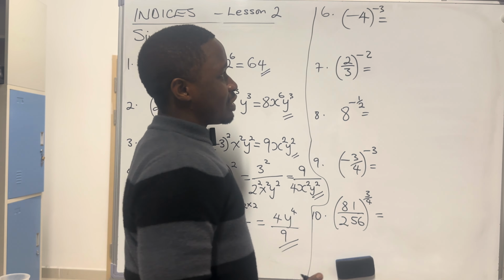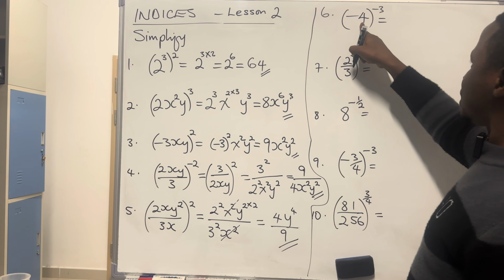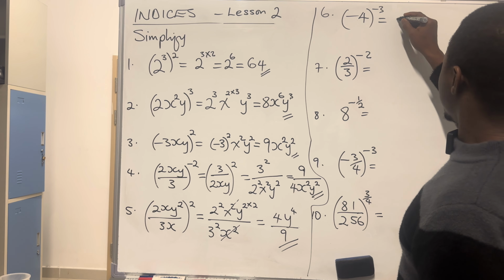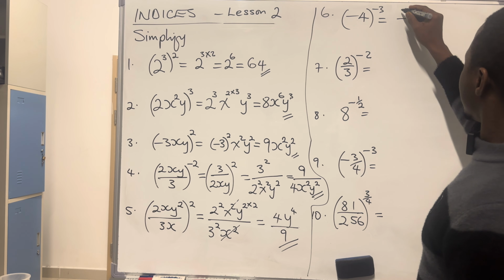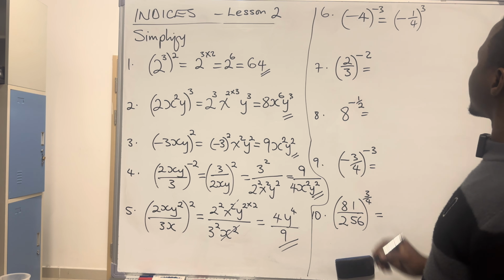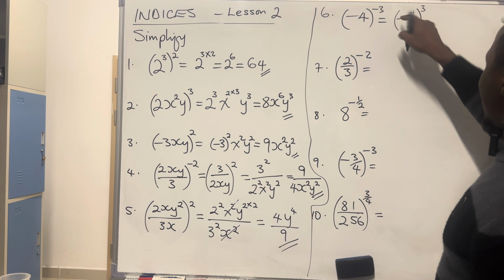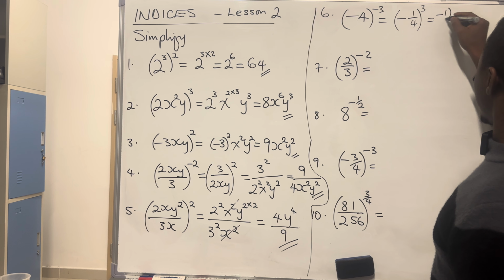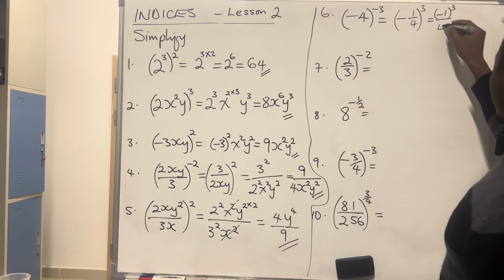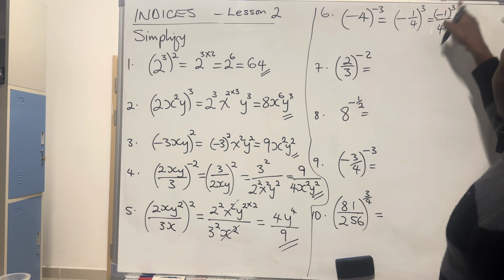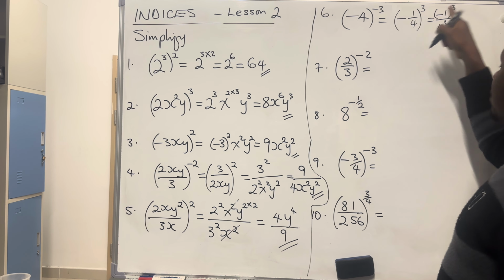The power is negative. So what do we do? We consider the inverse of the base. What is the inverse of minus 4? It's minus 1 over 4, because there is 1 at the denominator. So raised to power 3. So when the 3 affects minus 1, what do we get? Minus 1 to the power 3. When the 3 affects 4, what do we get? 4 to the power 3. Minus 1 to the power 3: the minus is inside the bracket, and the power 3 affects both the minus and the 1.